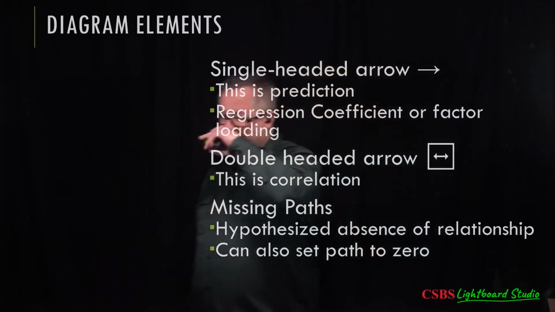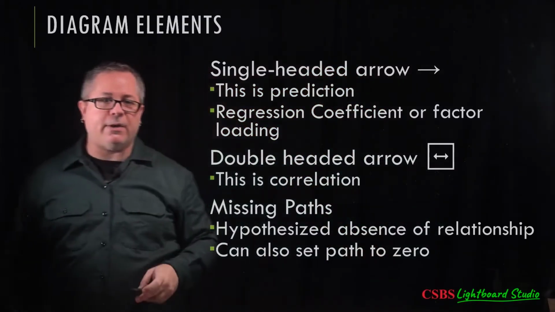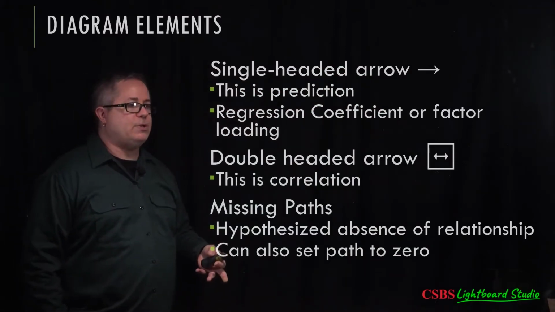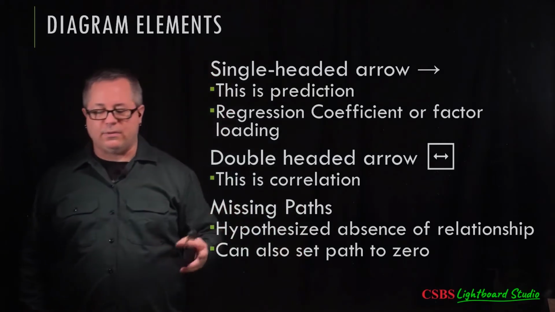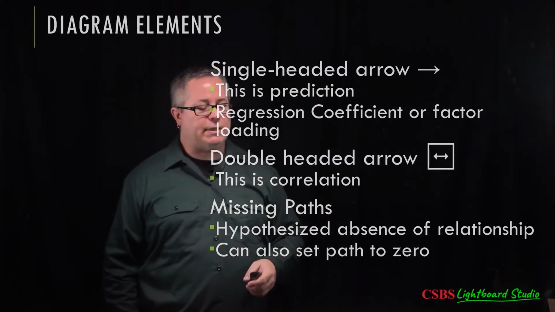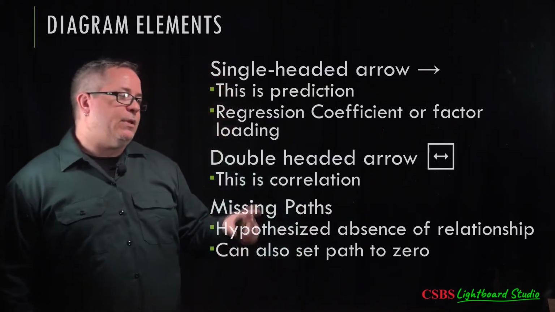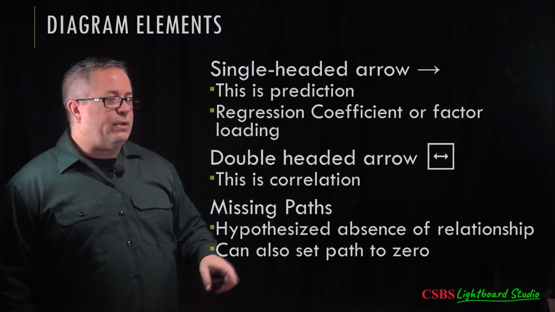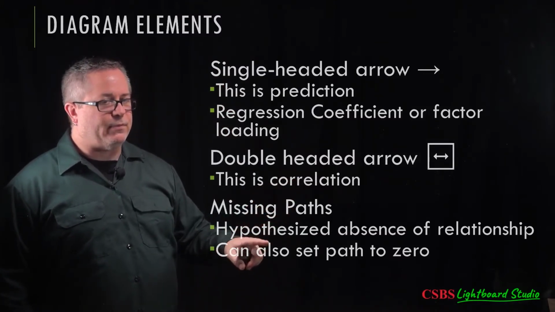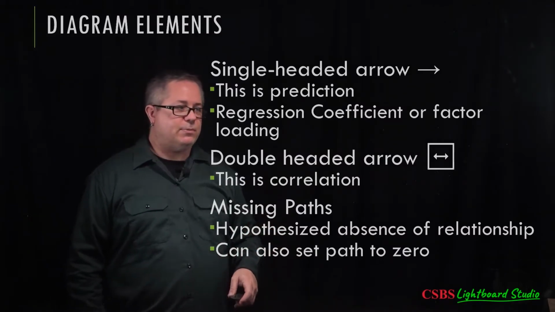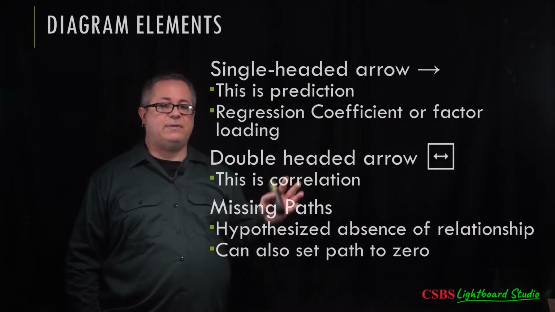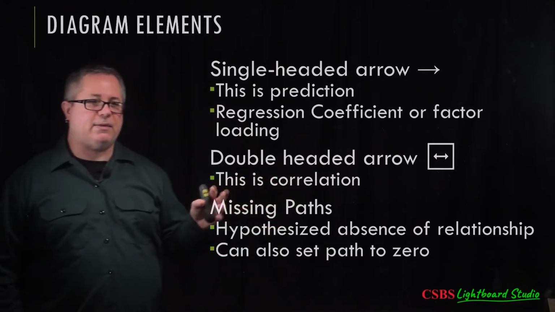And again, diagram elements: a single-headed arrow is basically representing prediction, right? The regression coefficients or factor loadings, either way, they're treated similarly in these models. A double-headed arrow is a correlation, and any path that's missing, if the path doesn't exist, it's assumed to be zero.